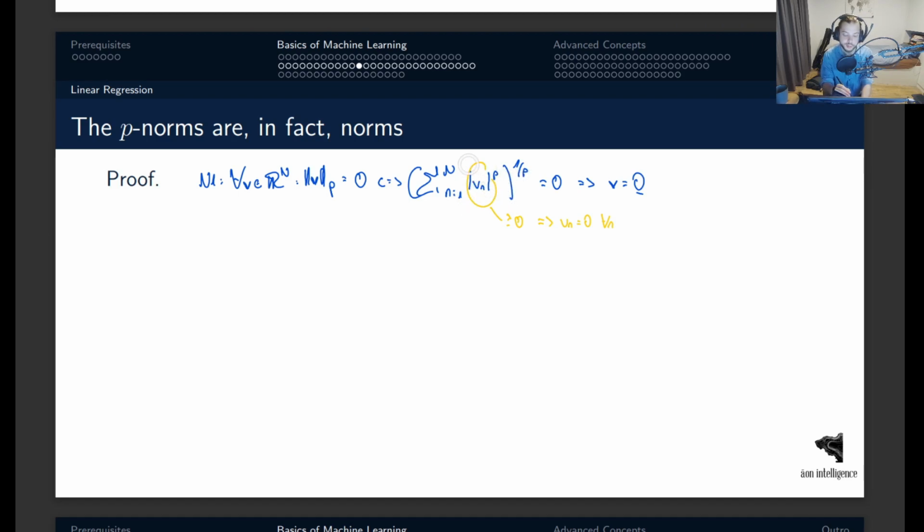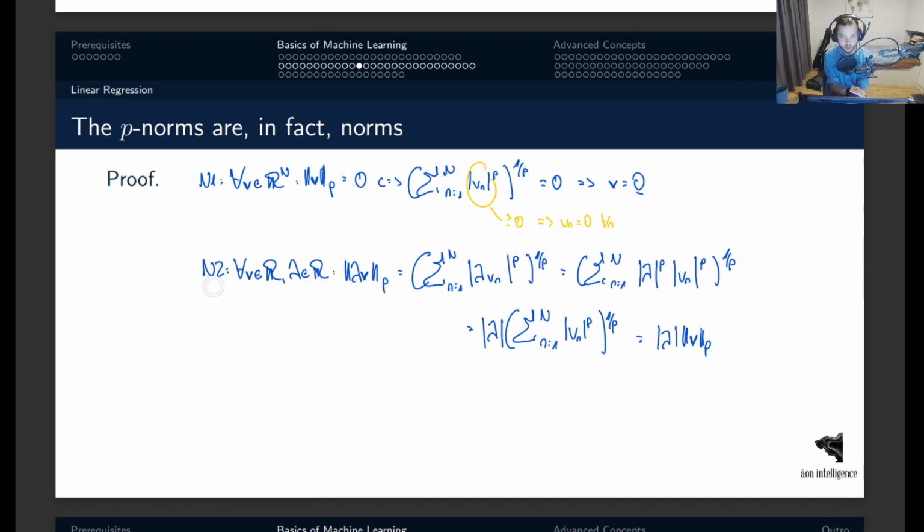And we see that we sum up absolute values of the components, and the absolute values of real components are always larger or equal than 0. And since this entire expression should equal 0, this means that each component needs to be 0 in order to satisfy this equality. So vn should be equal to 0 for all n, for all components in a vector. And if that's true, then v must be the 0 vector. So we have now shown that N1, the definiteness, holds for the p-norms.